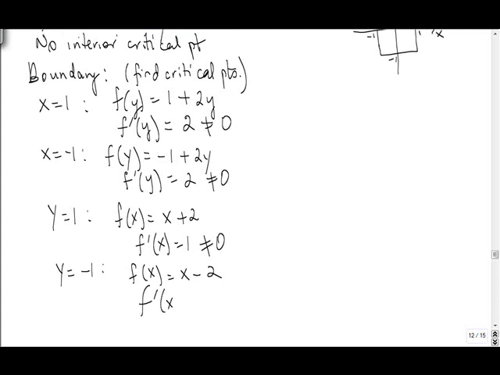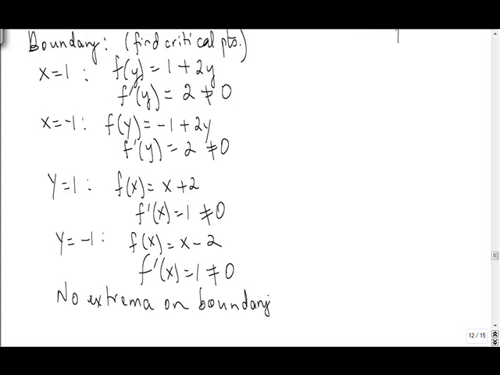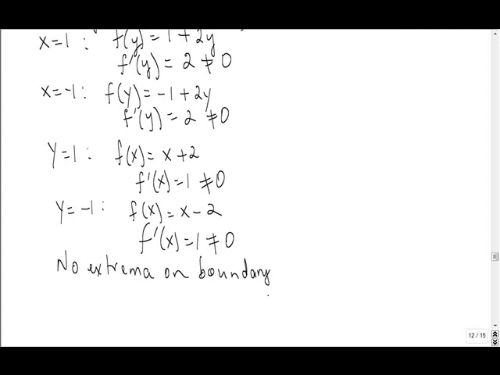F prime of x is 1, not 0. So we have no extrema on the boundary. So we can't do anything there. No extrema on the boundary. So therefore, what do we do? Remember, either the critical points on the boundary or the end points. So use the corners of the square now. That's what you're going to check. So use the end points.